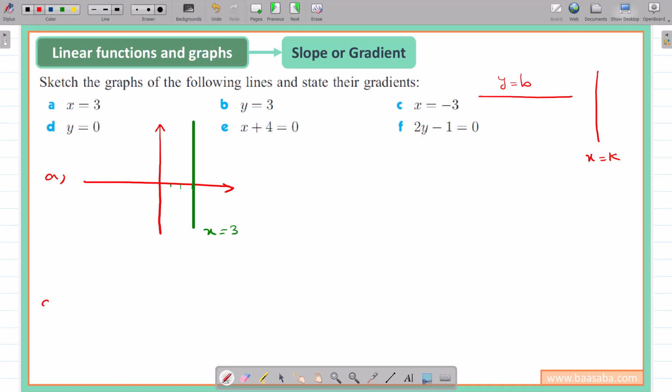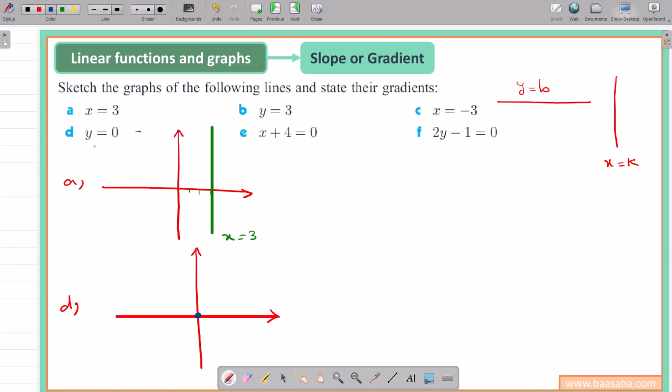For part D, first I'm going to draw a coordinate system. Then y is equal to 0. Where is y 0? Here. So the line will be horizontal because when we have y in it and we don't have x, the line should be horizontal. So it is on our x-axis. This is y equal to 0.